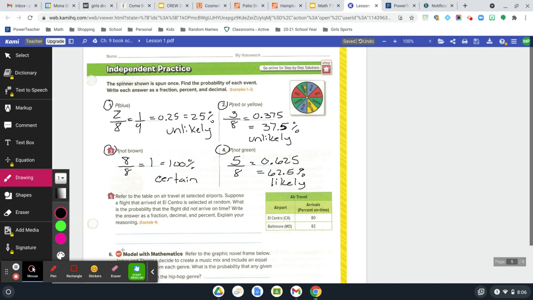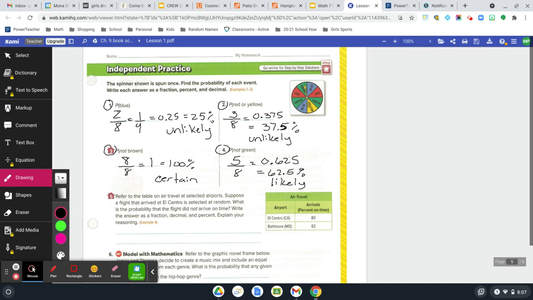Okay, check to see how you did. So in number 1, you should have 2/8 or 1/4. The probability of landing on blue, which is 25%, and that's considered unlikely. Number 2, the probability of landing on red or yellow. Well, there's 3 of those there out of the 8, and so that's 0.375 or 37.5%. Or if you rounded it to 38%, that's fine as well, and that's also unlikely to occur.